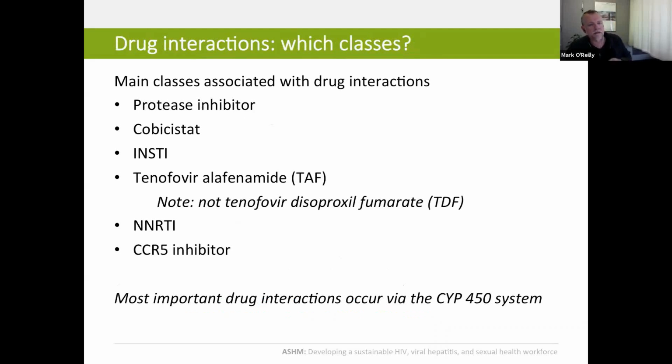So the main classes of HIV drugs associated with drug-drug interactions are the protease inhibitors and cobicistat, the booster, the integrase inhibitors, the newer form of tenofovir, tenofovir alafenamide, but not as big an issue with the older form of tenofovir, TDF. The NNRTIs can cause drug-drug interactions, and the CCR5 inhibitor called Maraviroc, which we very uncommonly use these days, can also cause drug interactions.